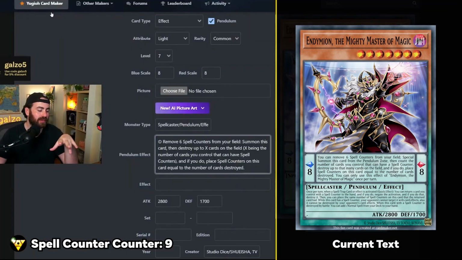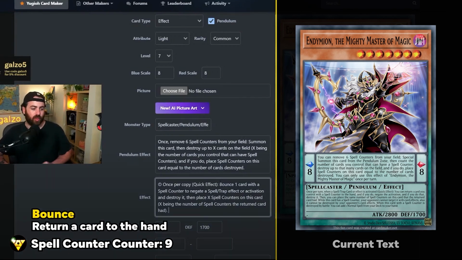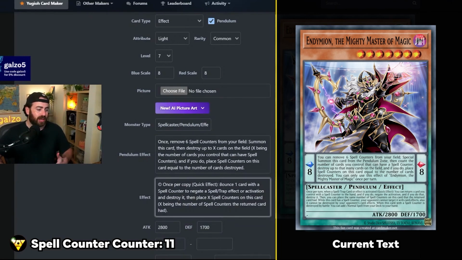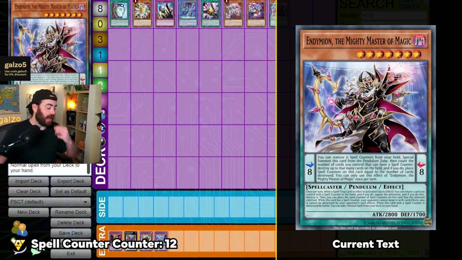There's no way. Oh, it's once. It doesn't need to have one because it's all one freaking effect. It's one effect. Once per copy quick effect, bounce one card with a spell counter to negate a spell or trap, effect or activation, and destroy it. Then place X spell counters on this card, X being the number of spell counters that the returned card had. We have to say an if you do. Negate the activation, and if you do, destroy it. Oh wait, but this is only the first effect. Oh god. Okay. We have a second effect.